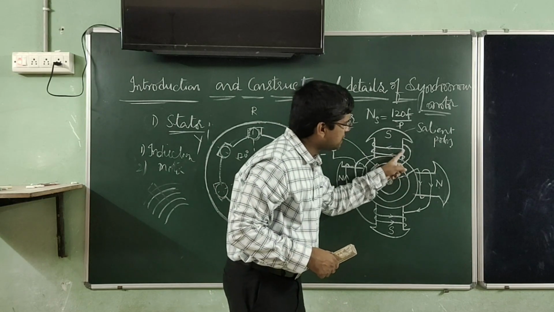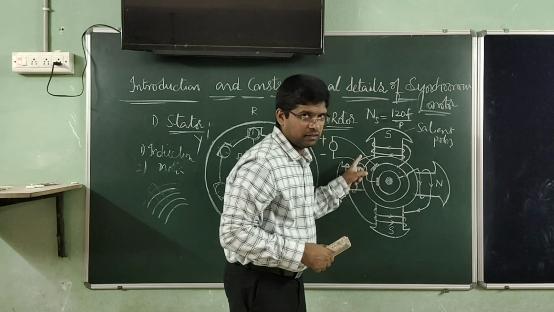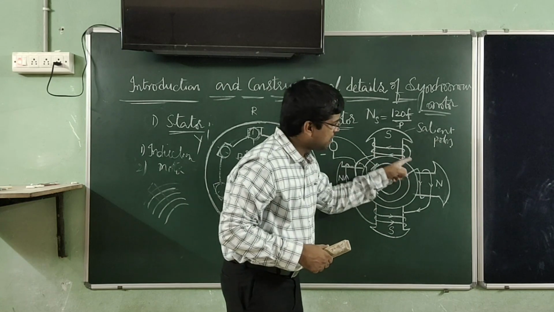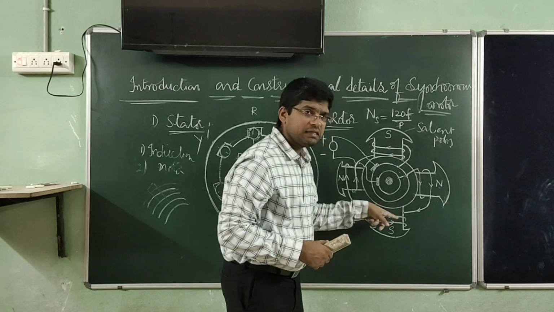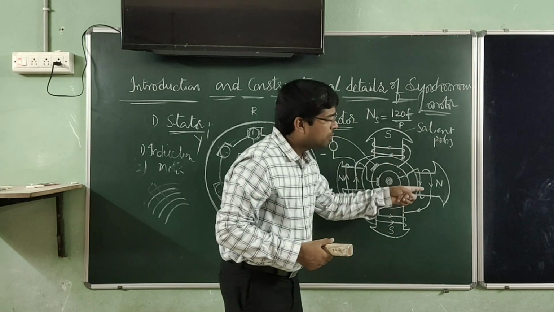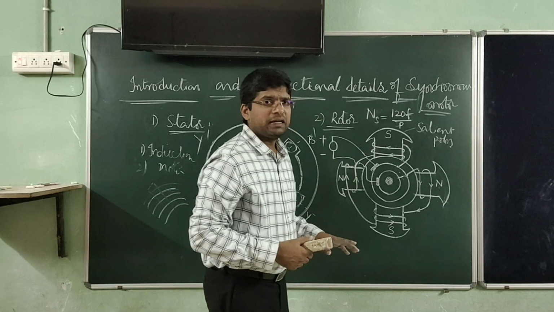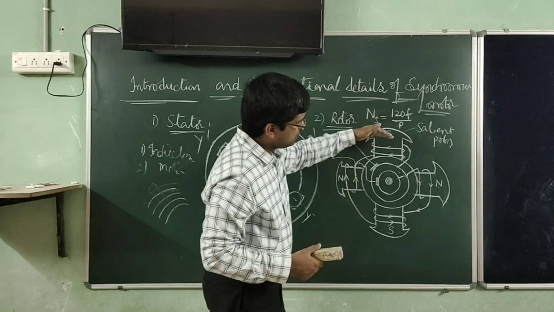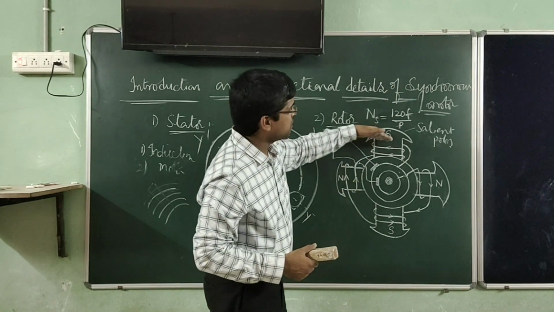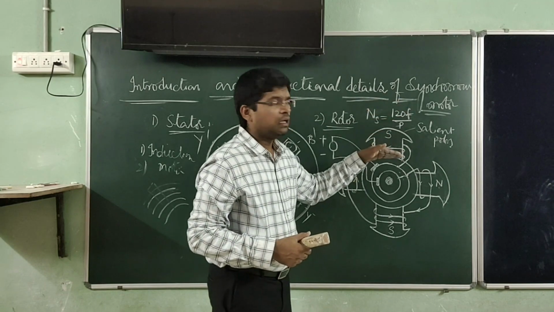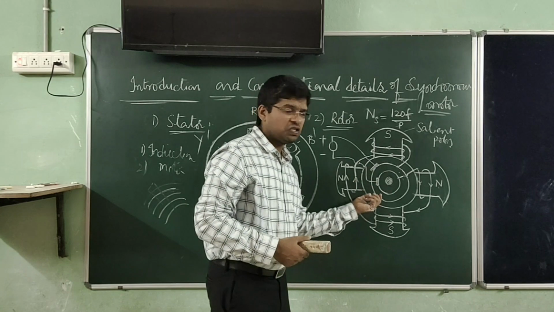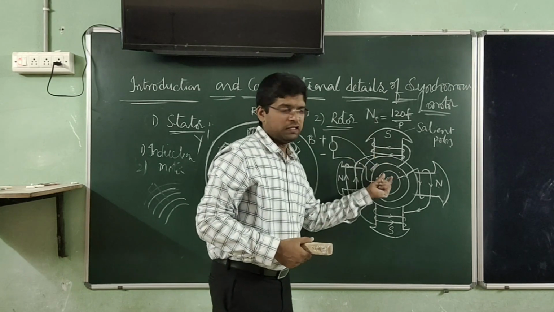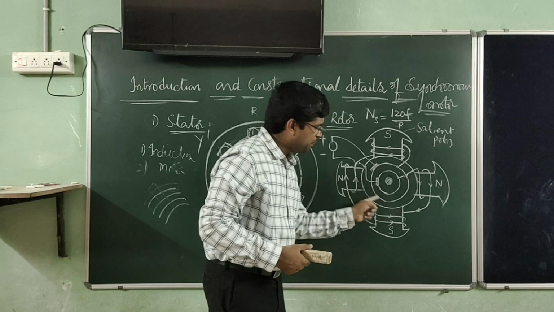As I already told, these are connected in series. Each pole winding is connected in series in such a way that they form alternate north and south poles. These are salient poles because synchronous motors are usually salient pole type machines, so I have specially drawn a salient pole rotor. And these are the slip rings.